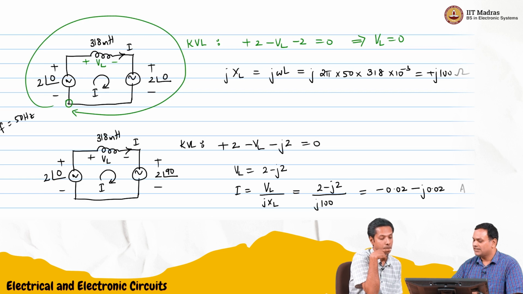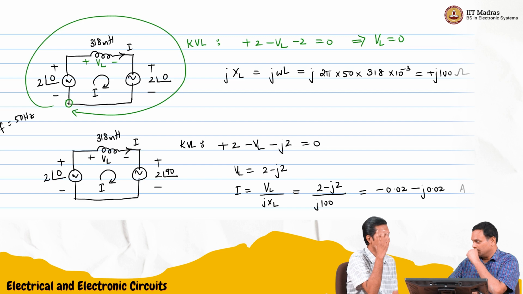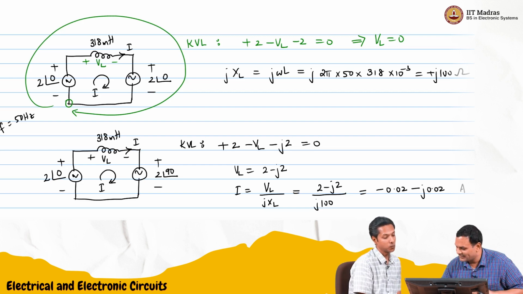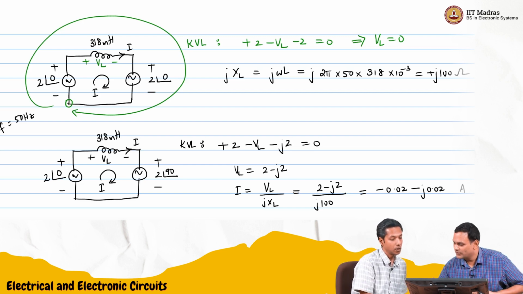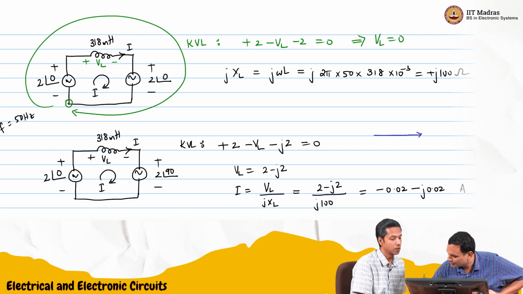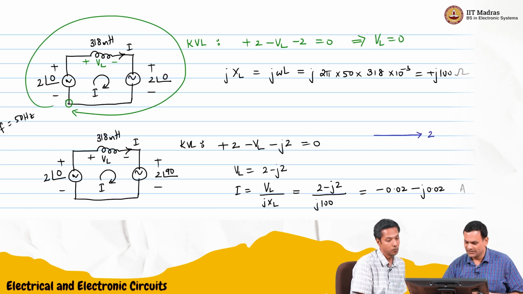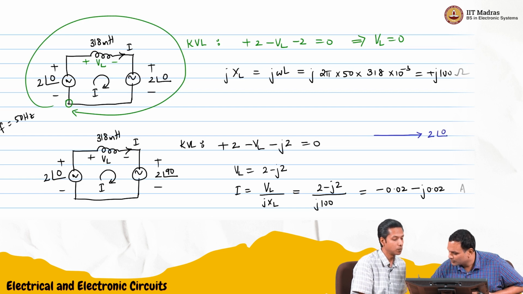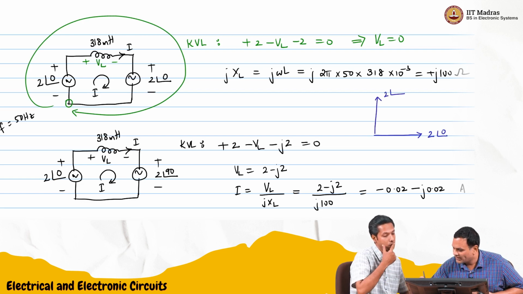Let's see. Should we draw the phasors so that we have better clarity? Okay, let us do it like this. So 2 angle 0, that is our reference. I'll draw it here. So this is 2 angle 0. And just for reference, I got 2 angle 90. So that was like this, same magnitude. So 2 angle 90.